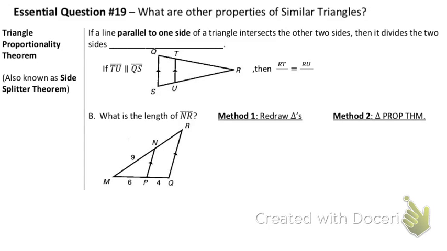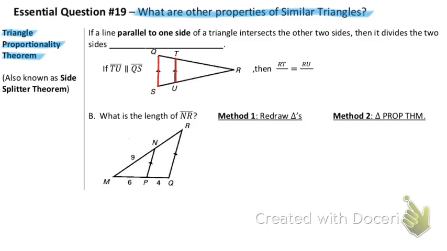Okay, class, we're going to talk about some properties of similar triangles that we've seen before and really haven't used. The property we're going to talk about today is the triangle proportionality theorem. What this theorem says is if you do have two parallel lines in a triangle, so I'm going to highlight these guys, these two lines are parallel.